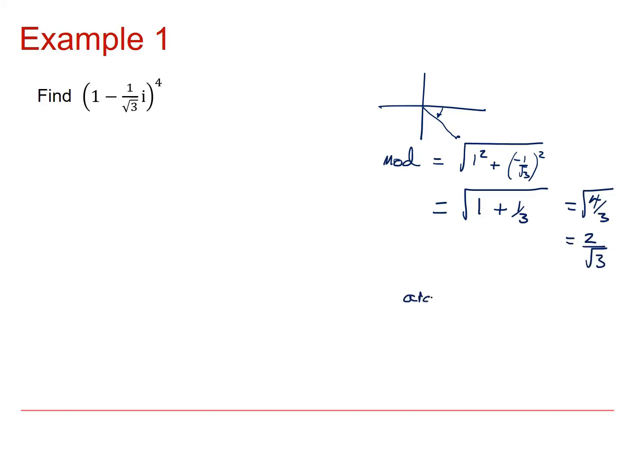And the argument is going to be the inverse tan, that's arctan, of minus 1 over root 3. It's minus 1 over root 3 divided by 1. And that's equal to minus pi by 6. And minus pi by 6 is indeed this angle here, so it is a fourth quadrant result.